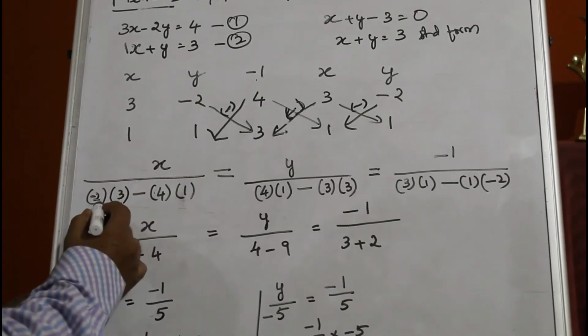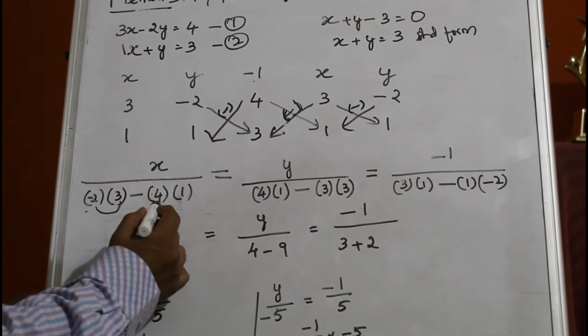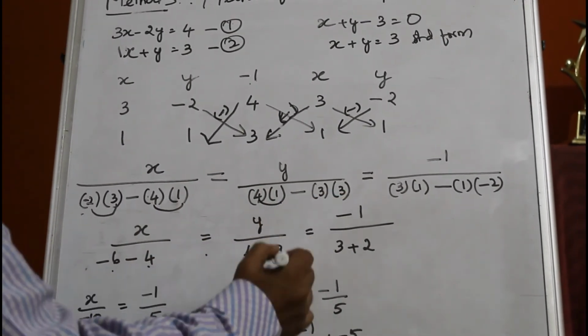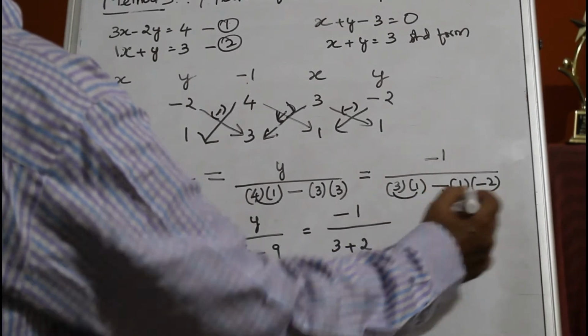So for x, look here, 2 3s are minus 6. 4 1s are minus 4. Put equal to 4 1s are 4. 3 3s are 9. Just multiply, expand this, minus minus plus.